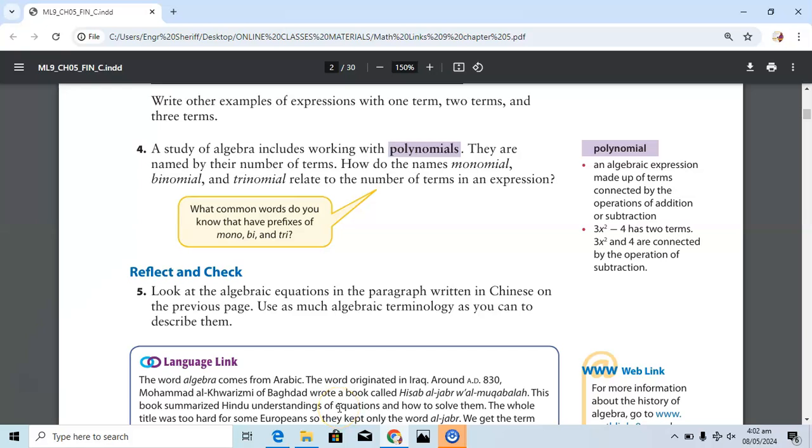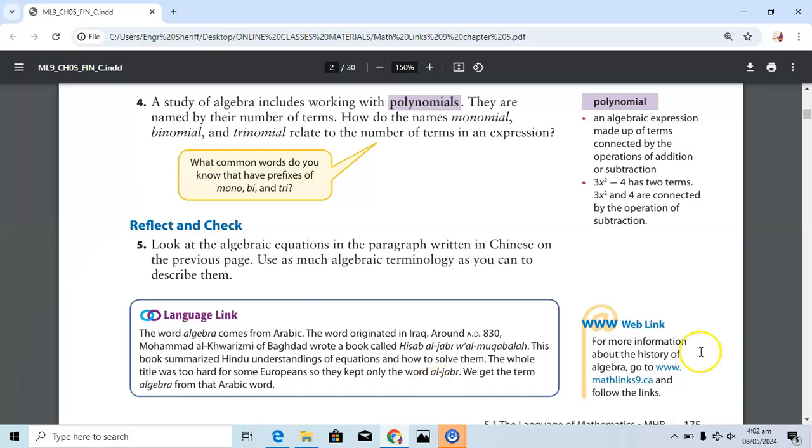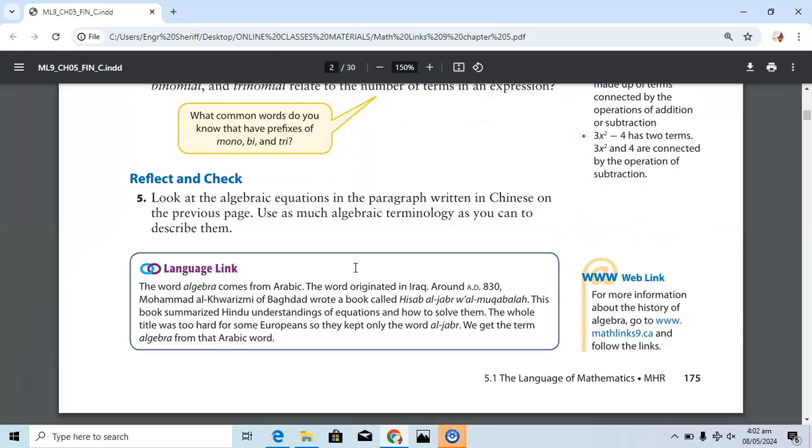So let's now see what we have to really get the concept of this topic. An algebraic expression made up of 2 terms connected by the operation of addition or subtraction is called a polynomial. Algebraic expressions made up of 2 terms connected by addition or subtraction are mostly called polynomials. 3x squared minus 4 has 2 terms connected by the operation of a subtraction sign.